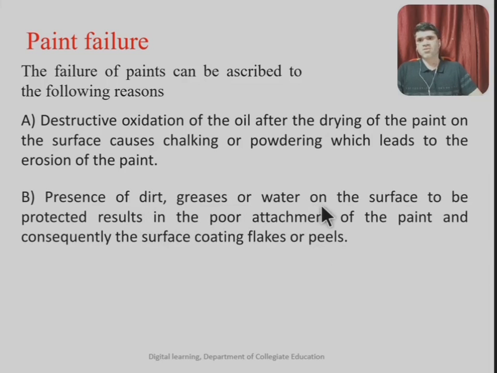Presence of dirt, grease or water on the surface to be protected results in poor attachment of paint and consequently surface coating flakes or peels. So that means if we did not clean the surface properly when applying paint, for example if dirt, grease, water were present, then that binder will not attach to the surface properly and that leads to formation of peel, like peeling off a skin, or flakes, so it falls off. So that is the second reason for paint failure.